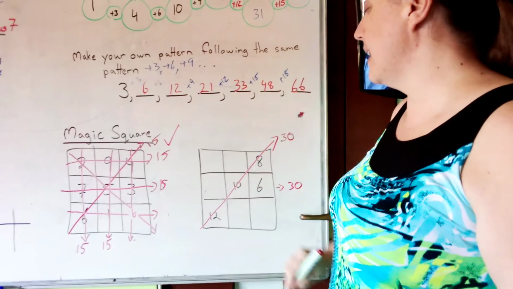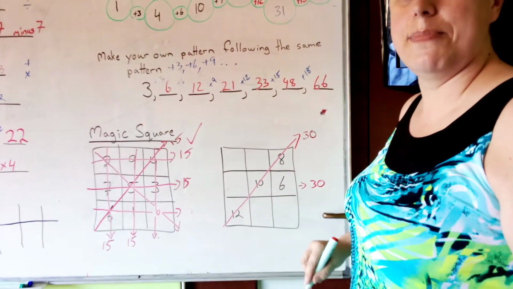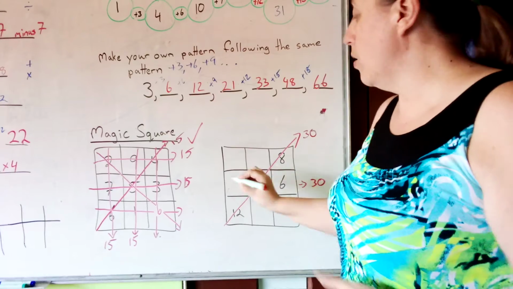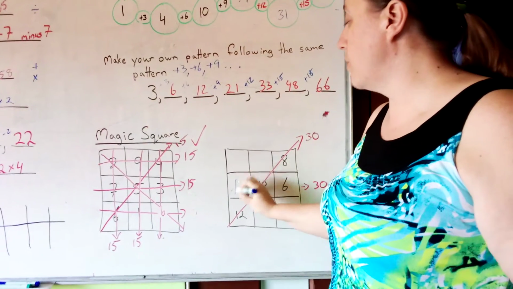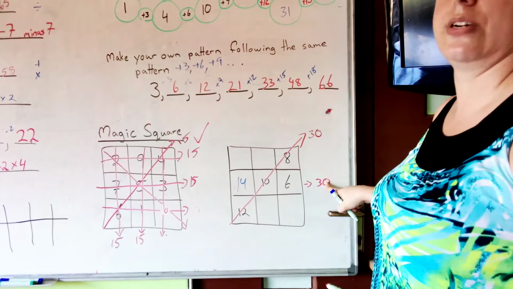So 10 plus 6 is 16. Sorry, 10 plus 6 is 16. So I know my missing number here is 14 because 14 plus 10 plus 6 equals 30.